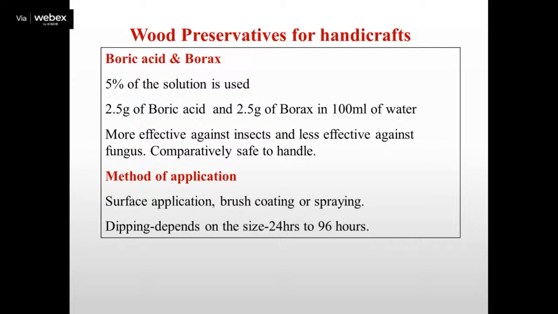So wood preservatives for handicrafts are, as I told you, boric acid and borax. Here a 5% solution is used, that is in a 1:1 ratio. That is, for example, 2.5 gram of boric acid and 2.5 gram of borax in 100 ml of water. This combination is more effective against insects and less effective against fungus. But if you want, we can add a little bit of 1% copper sulfate, which is a fungicide, to give antifungal protection. The methods of application are surface application, brush coating and spraying. Dipping can also be done, and depending upon the size, it takes 24 hours to 96 hours.